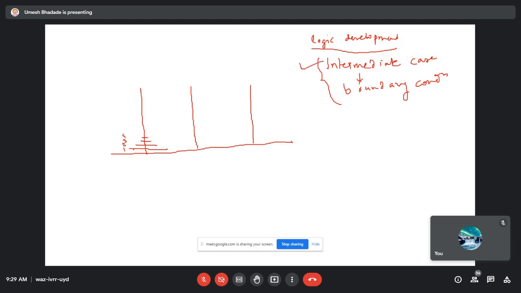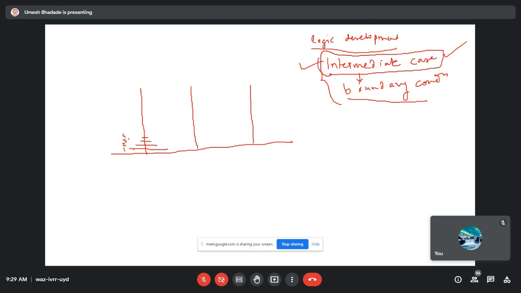But in this case, we have to think about the intermediate case. Now you will ask me why you are not thinking of boundary conditions here and why you are thinking of intermediate case. It's because of experience only. We can start with either boundary conditions or with the intermediate case. But considering my example, I am starting with the intermediate case.